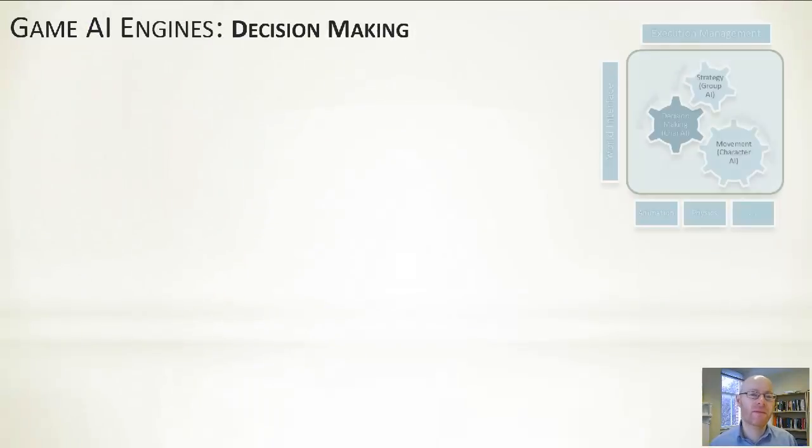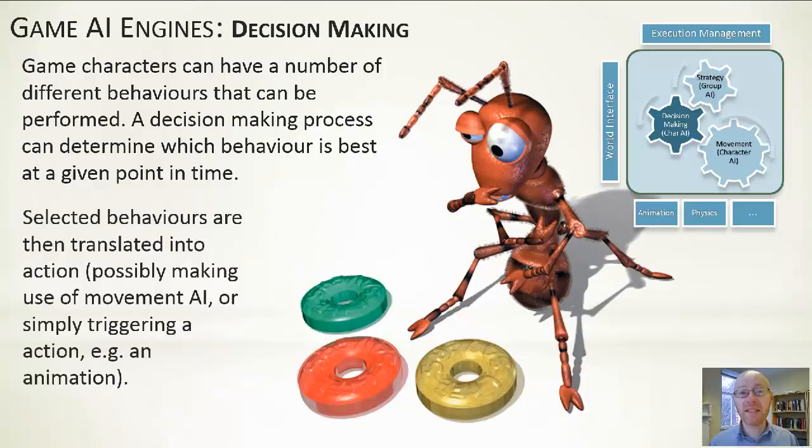Next level up, we have decision making. And that gets into the notion that a character often will have several different activities or actions that they can choose to do. They may want to move in a certain direction, they may want to jump, they may want to use an ability or an item or something like that. And decision-making AI operates at the level of an individual and says, at this point in time, what's the best action for that character, that entity to undertake? And again, we'll look at a number of forms of decision-making AI.